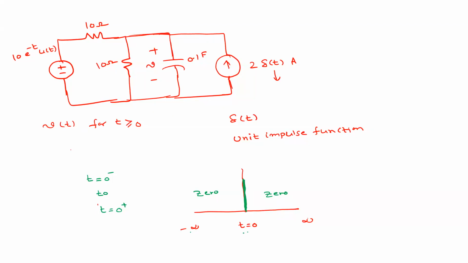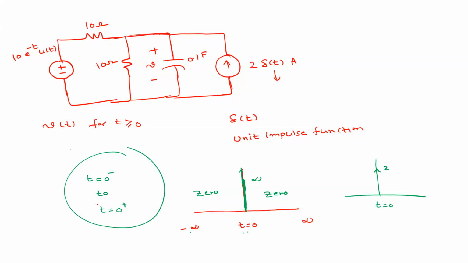For all other times, from minus infinity to 0 or 0 to infinity, its value is 0. So it will only exist between these two points. Theoretically its value is infinite. But practically, for example, if it is 2 into delta T, at T equal to 0 its value is equal to 2, and for T less than 0 or greater than 0, its value is 0. So it will give some shock.